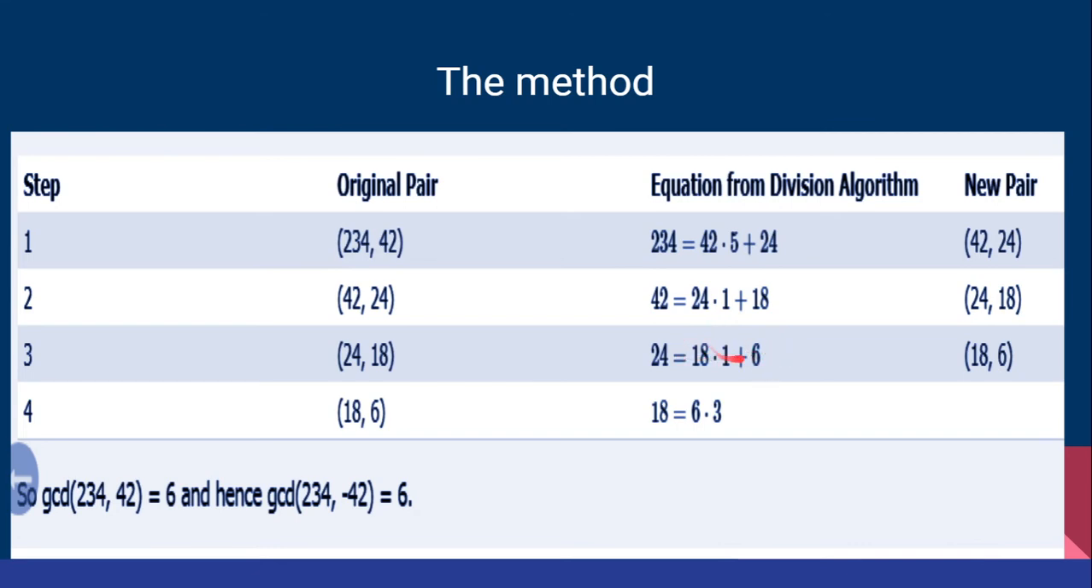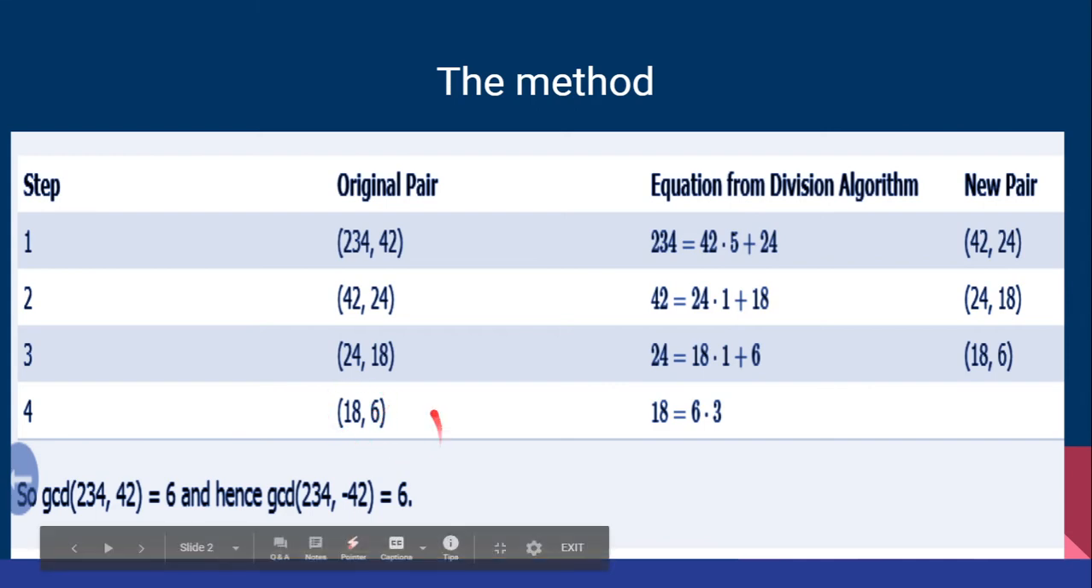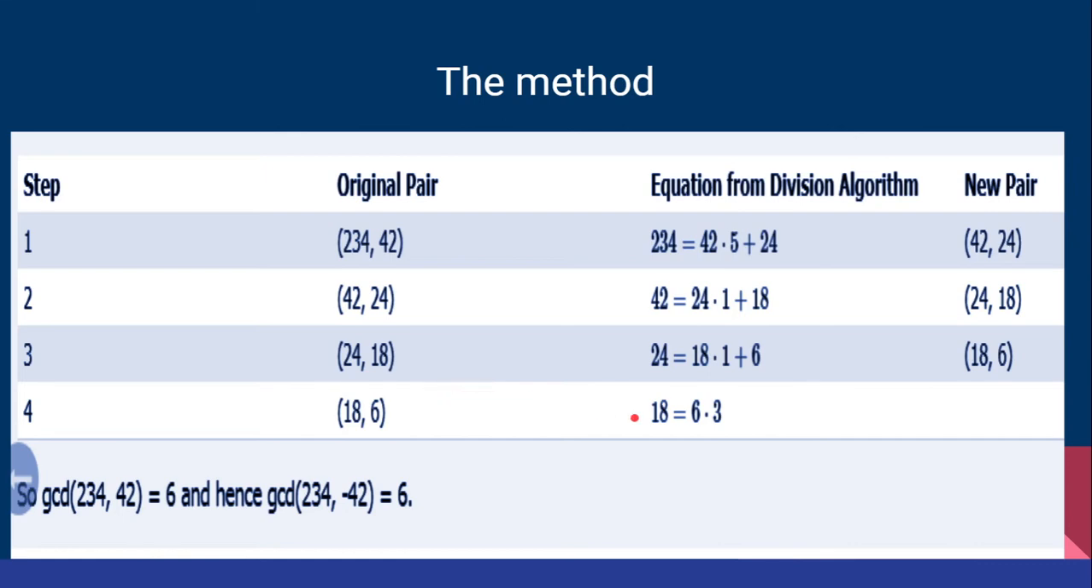Now the first number is discarded, and the second number, 18, becomes the first number of the new pair. The second number is the remainder of the previous division, which is 6. So 18 comma 6 is the new pair. Now we proceed: 18 is equal to 6 threes are 18, and the remainder is 0. That means we cannot move further.